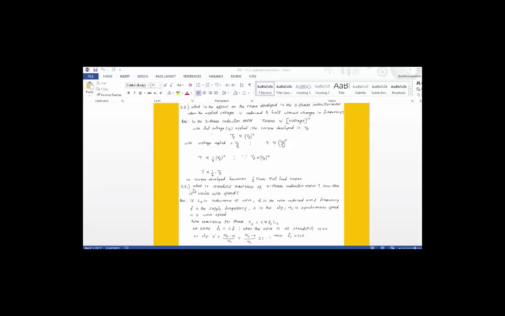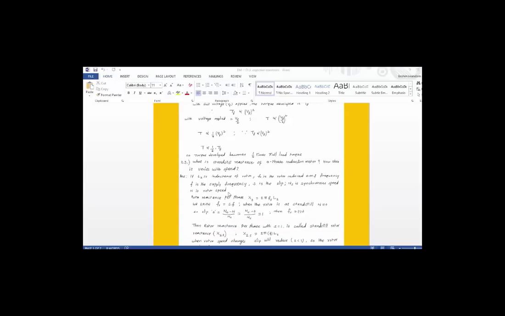Next, 23rd question. What is standstill reactance of a three-phase induction motor? How does it vary with speed? The answer is, if L2 is inductance of rotor, Fr is the rotor induced EMF frequency, F is the supply frequency, S is the slip, Ns is the synchronous speed, N is rotor speed, then rotor reactance per phase can be written as X2 is equal to 2 pi Fr into L2.